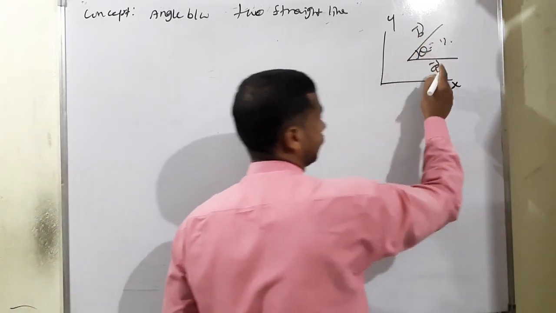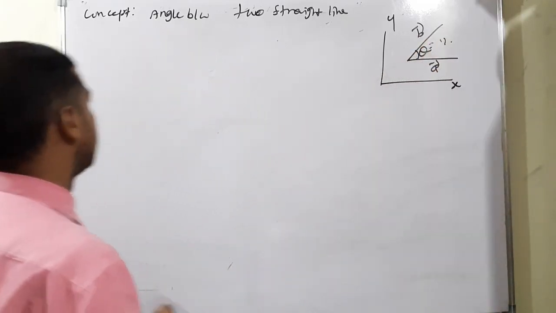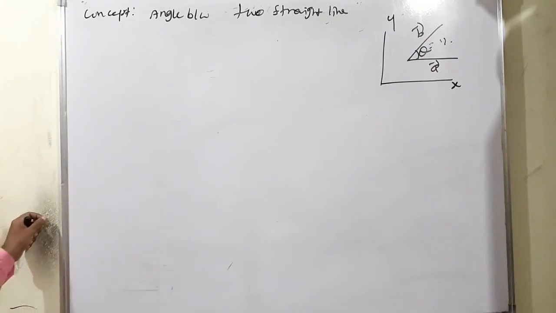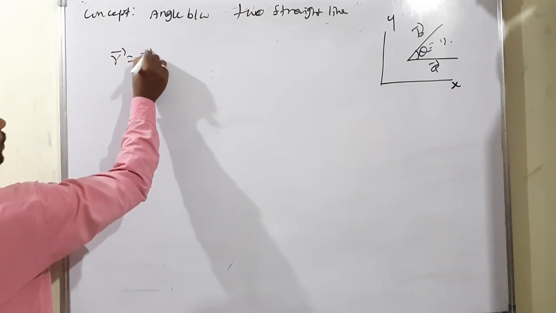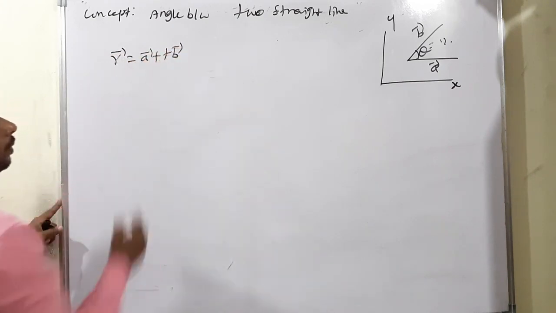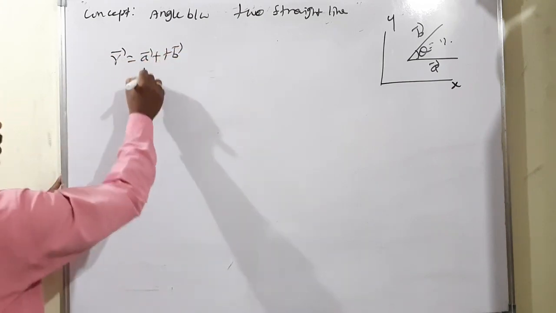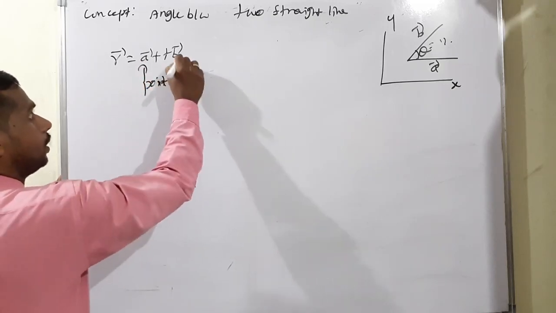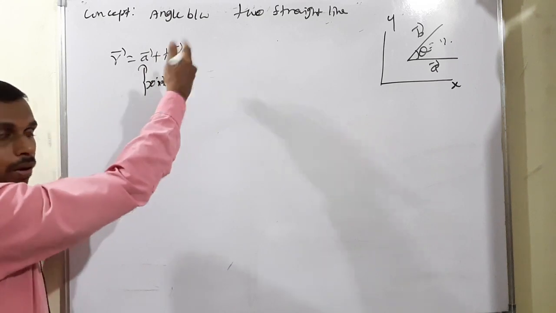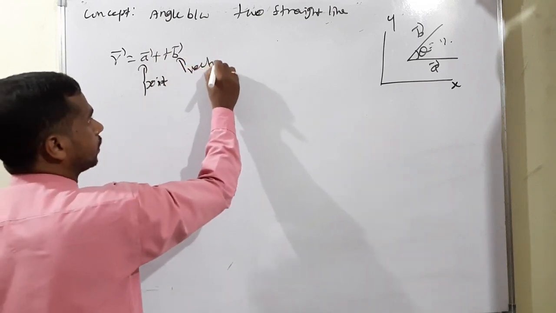So what will happen? The a vector we have already discussed. One point and one parallel vector are there, so what is the formula? r vector is equal to a vector plus some scalar multiplied with b vector. This is only the point, isn't it? But this is called the vector or direction of the equation. This is called the vector, isn't it?